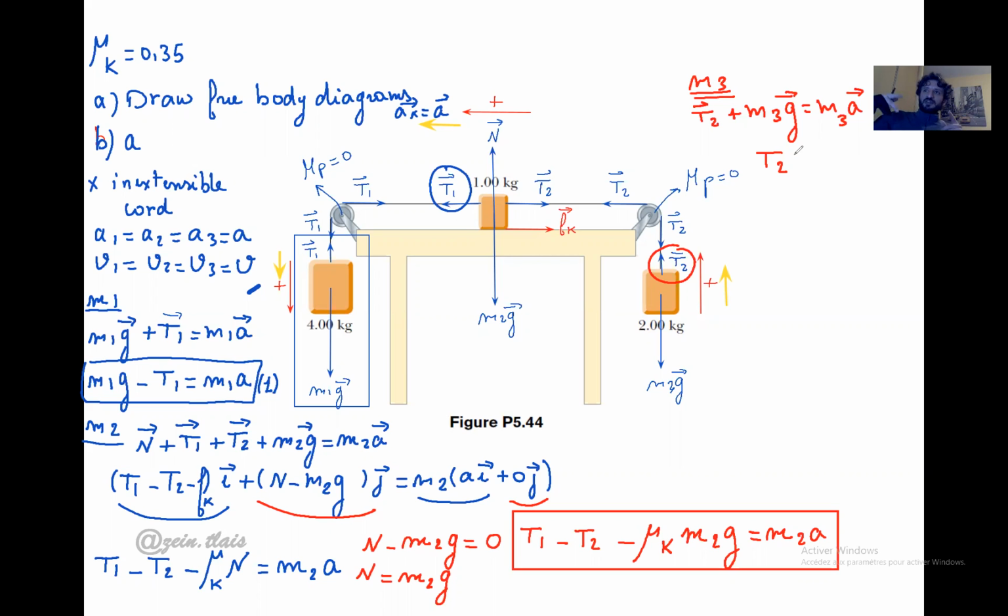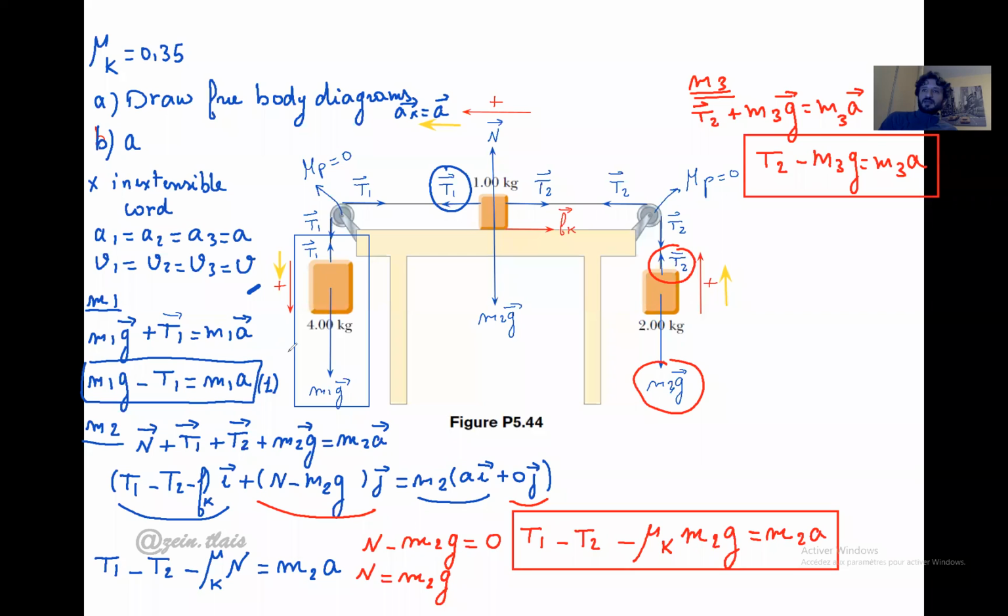But in the case of M2, you have forces in the X and Y direction, so we need to write i and j. So T2, M3G in the negative direction, so minus M3G equals M3A. This is the third equation.